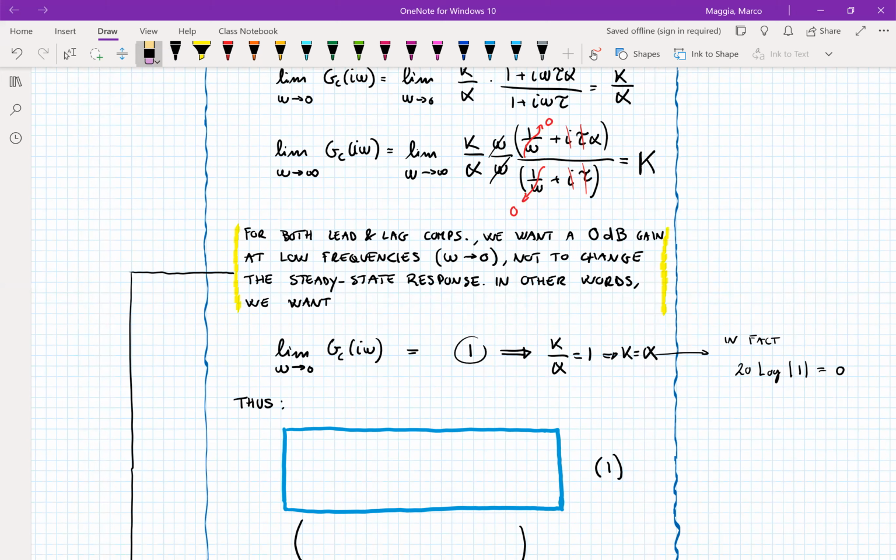From a Bode plot perspective, this means that since G_C of i omega for omega that tends to 0 is 1, when we take 20 log of the magnitude, it just goes to 0. So we're not increasing or decreasing the gain at very low frequencies. And we're also not adding any phase, because the phase associated with 1 is simply 0.